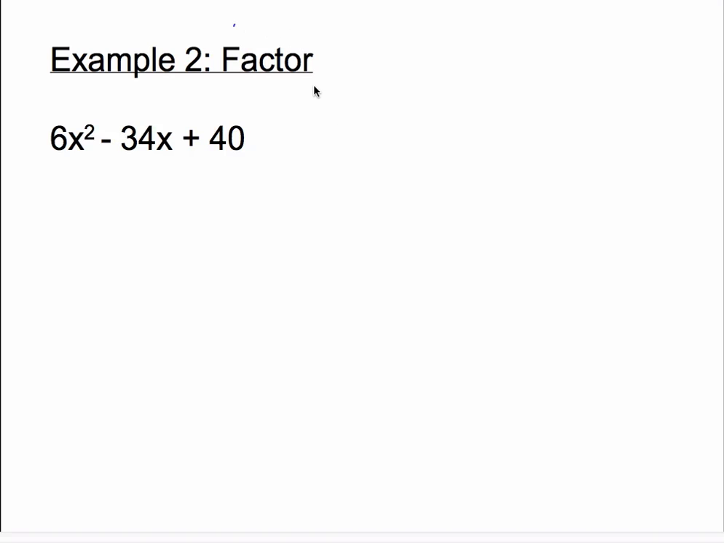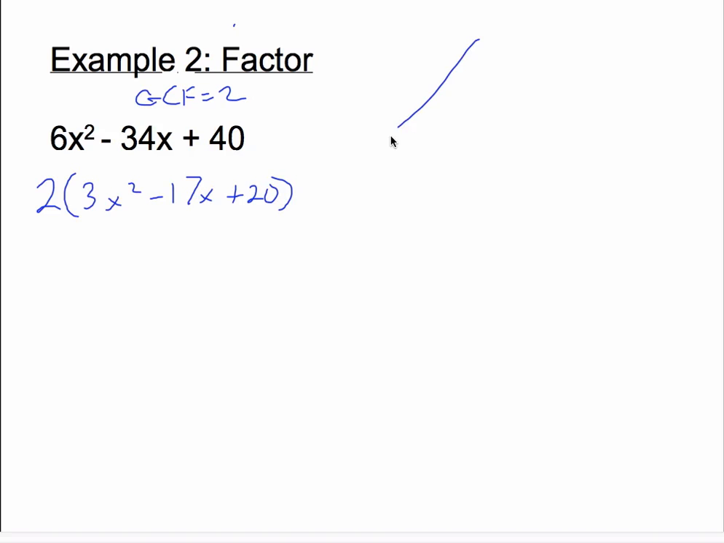So in this one, well, actually first, when you're factoring, you should always look for a GCF. So it's actually a GCF of 2 here. So I'm going to factor out 2, so I'm going to have 2 times 3x squared minus 17x plus 20. And then I'm going to do my factoring.